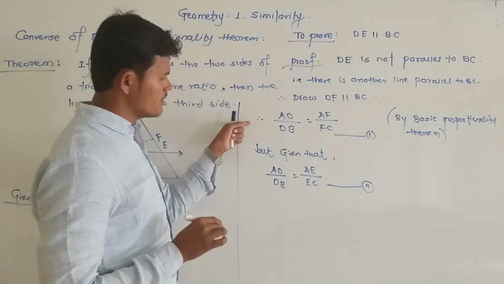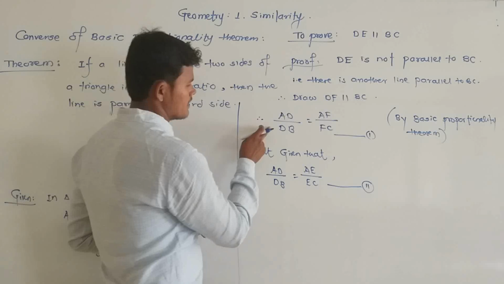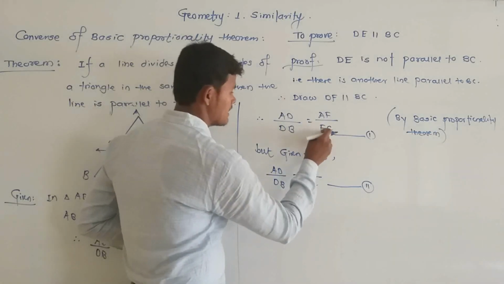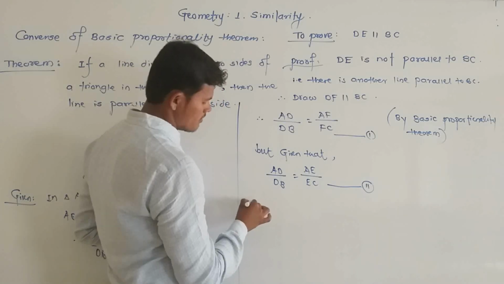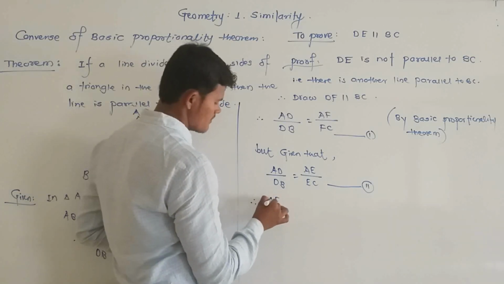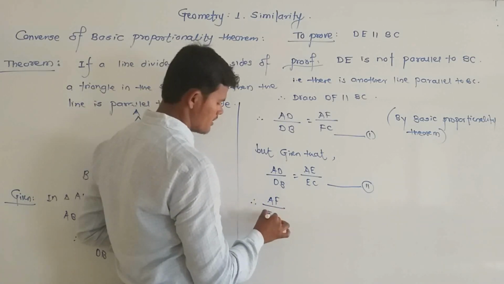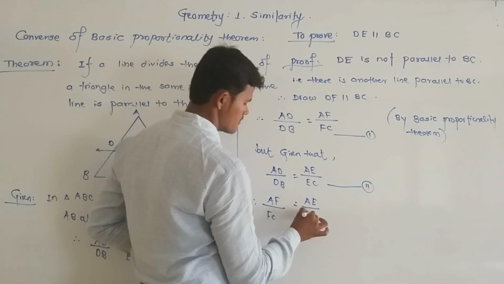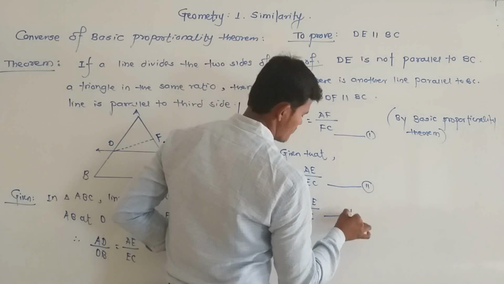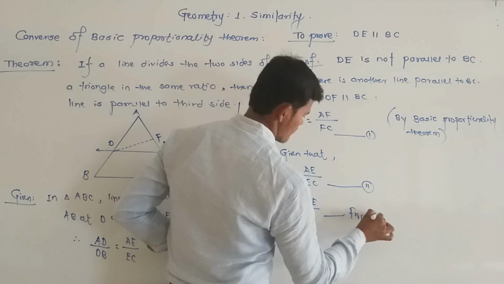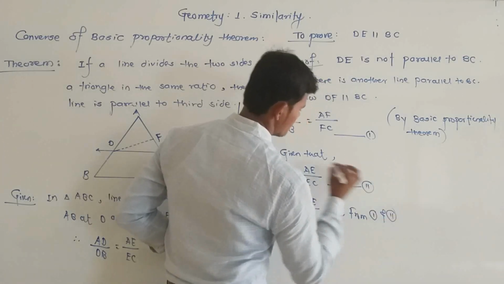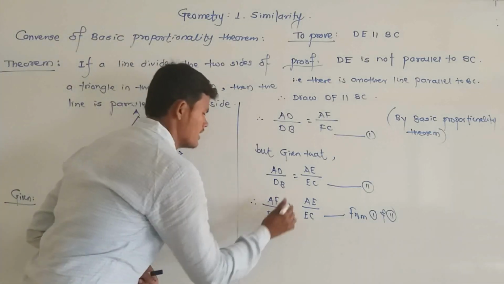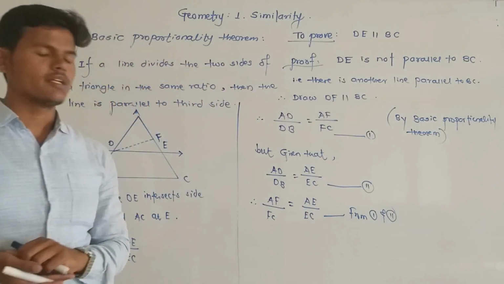From the first and second statements, we get that their left hand sides are equal. That means their right hand sides are also equal. So we get AF upon FC is equal to AE upon AC. Now both the ratios are equal.